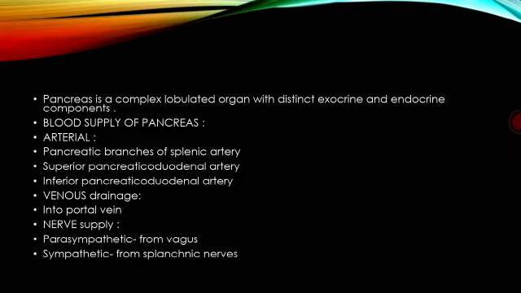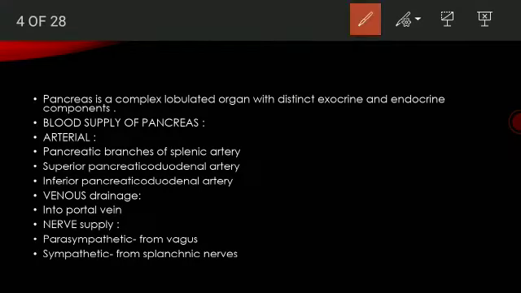Okay, so now we will see the blood supply of the pancreas. The pancreas has arterial blood supply from three main arteries: pancreatic branches of the splenic artery, the superior pancreaticoduodenal artery and the inferior pancreaticoduodenal artery. Its venous drainage is into the portal vein. It has its nerve supply from parasympathetic fibers from the vagus and sympathetic fibers from the splanchnic nerves.